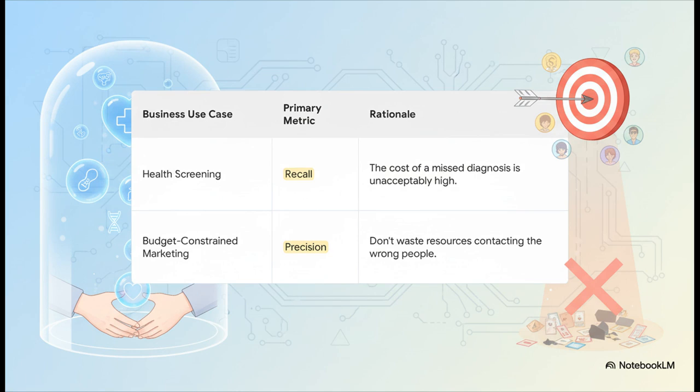And this brings us to maybe the most crucial point of all. Choosing the right metric isn't a data science question. It's a business question. For something like health screening, you have to prioritize recall. The cost of missing a diagnosis is just too high. But for a marketing campaign with a tight budget, you need precision. You can't afford to waste money contacting the wrong people. It all comes down to the real-world cost of being wrong.